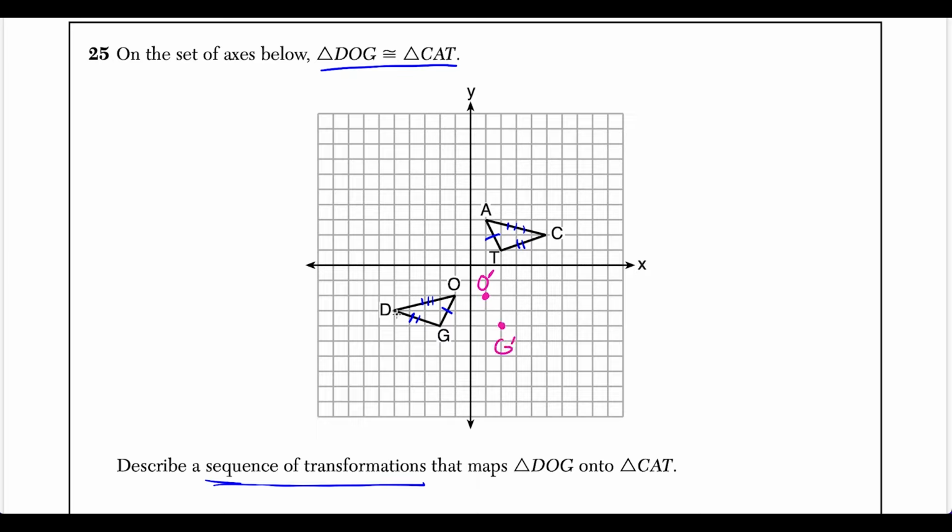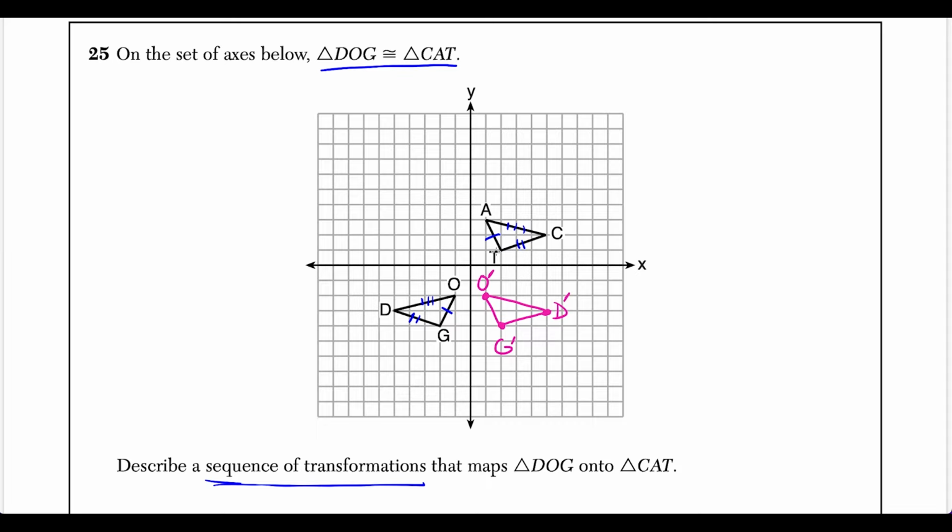And now this last point, I'm going 1, 2, 3, 4, 5. And this would be D prime. But now I just have to think, how do I get this triangle here, this kind of midway triangle, to go from here to triangle CAT?